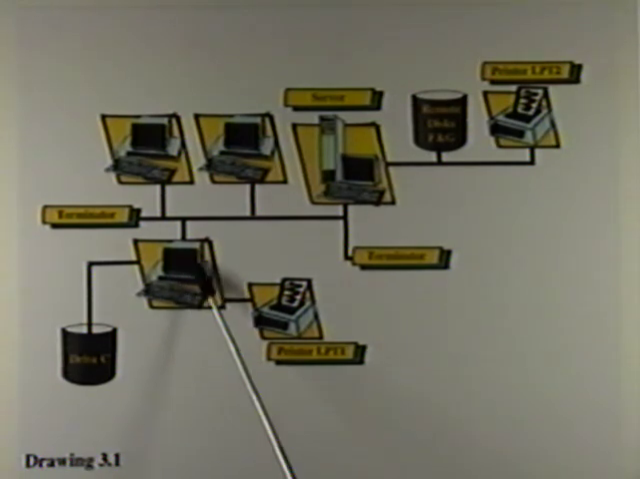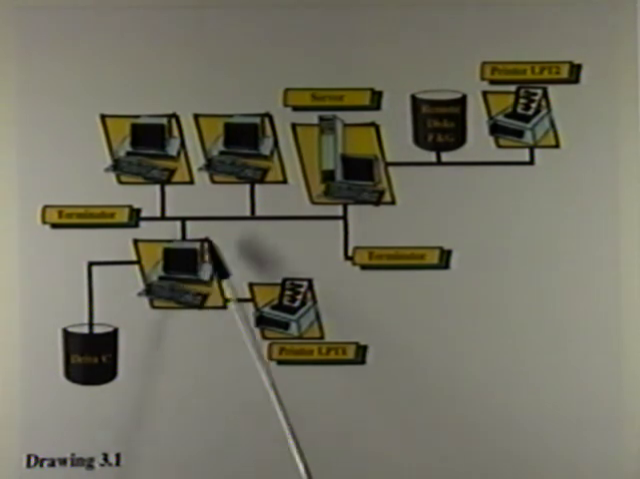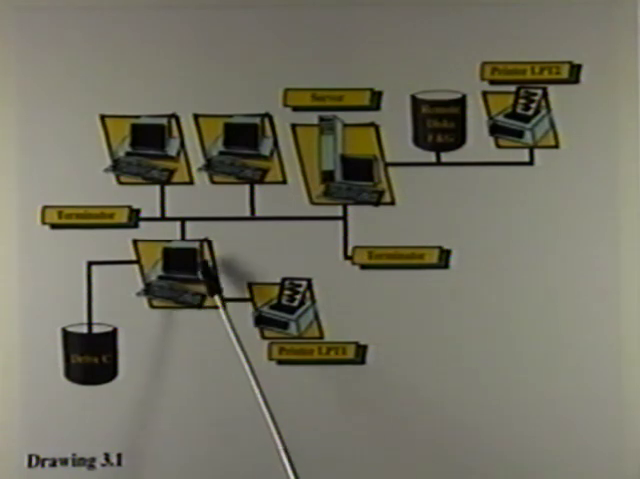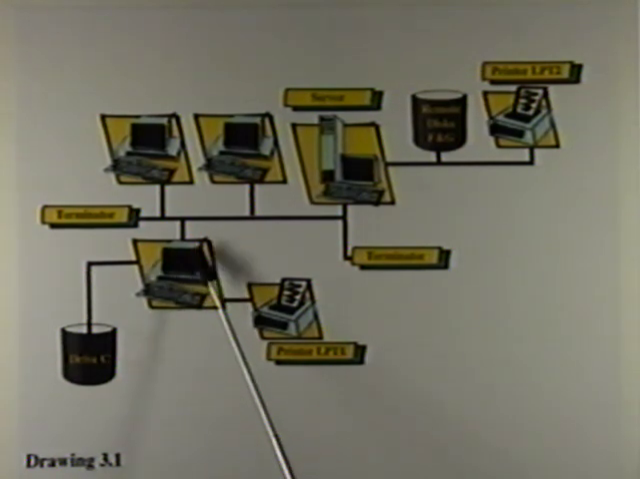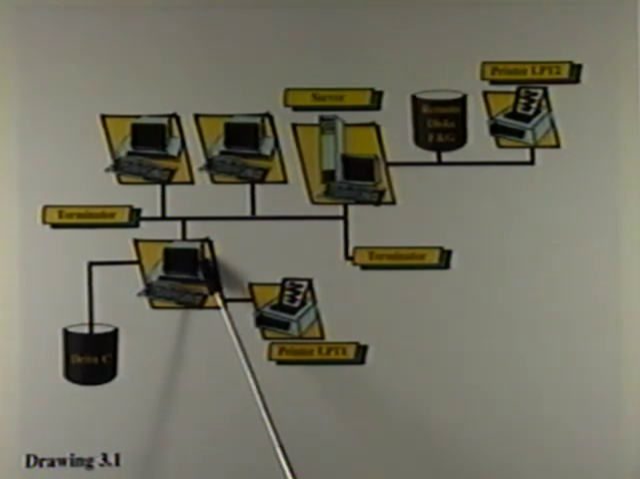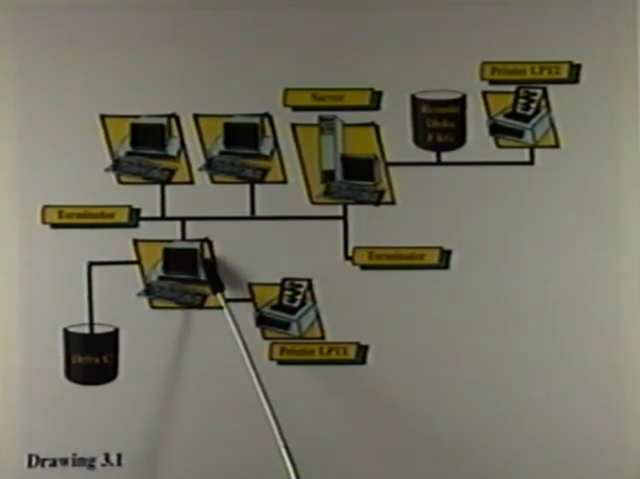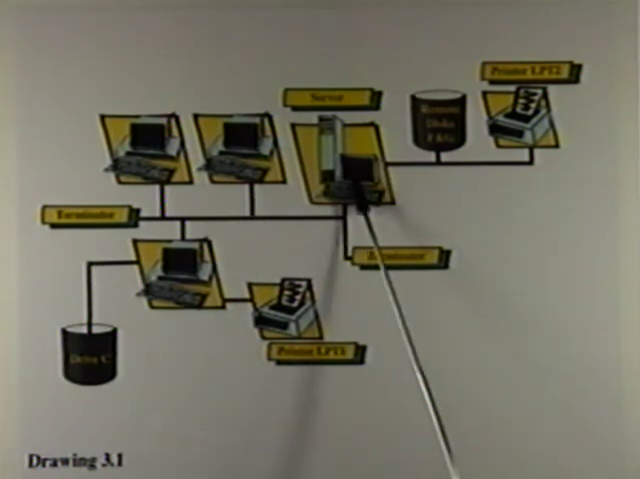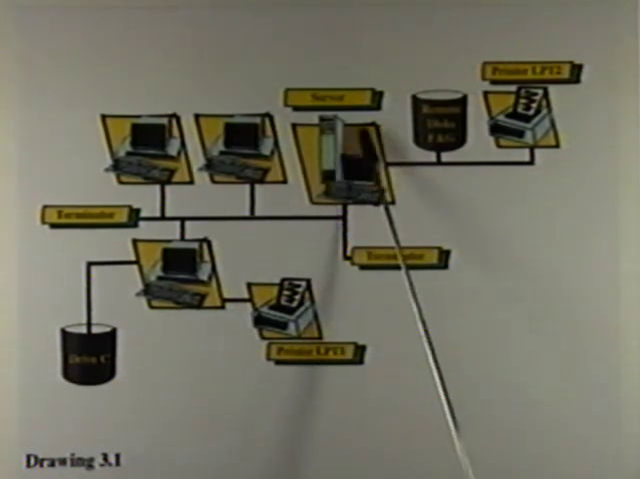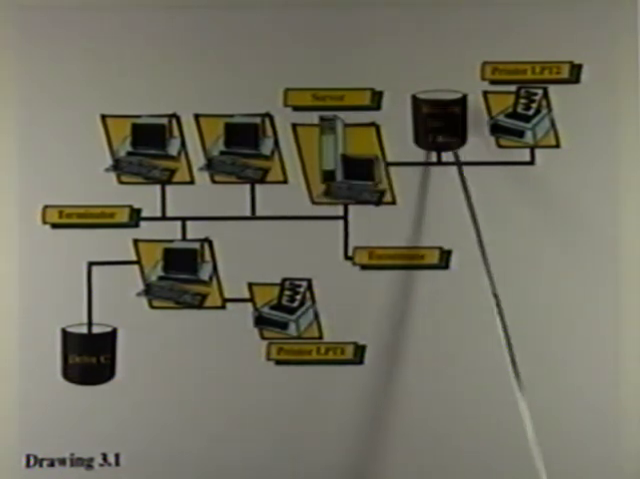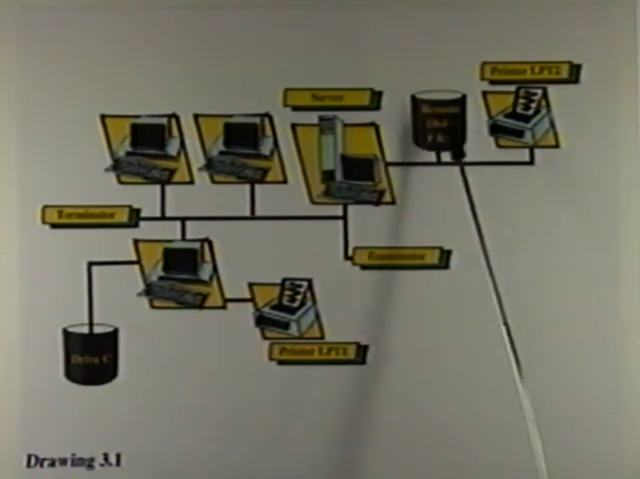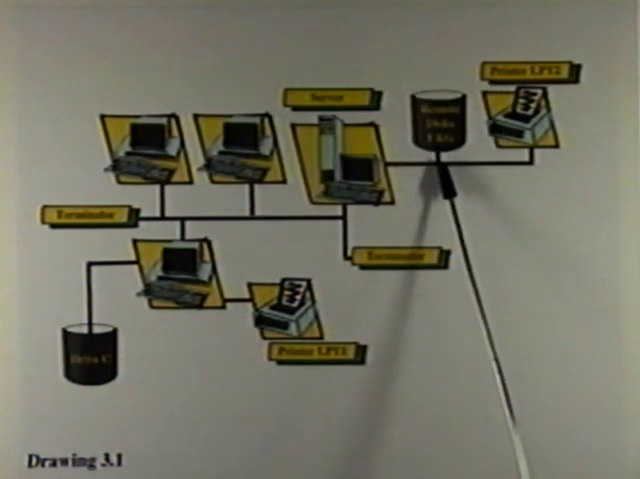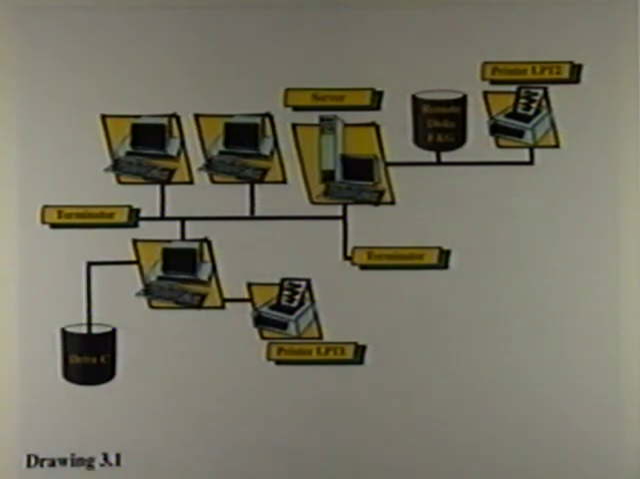So once again, the system software that resides in the workstation has been programmed to know that if there is a request to access data on drive F, that request has to be packaged up and sent over the network to the file server. The server then takes that request, accesses the remote disk drive, grabs the data that's been requested, and sends it back over the network to the workstation that made the request initially.